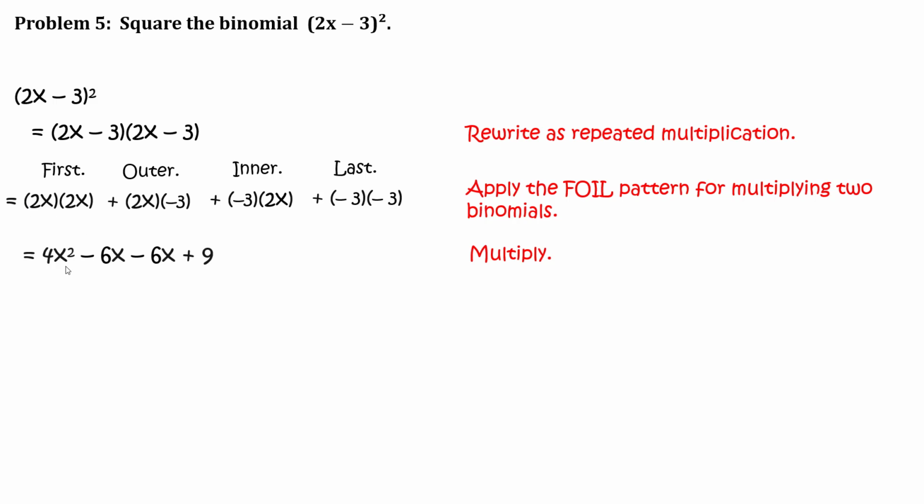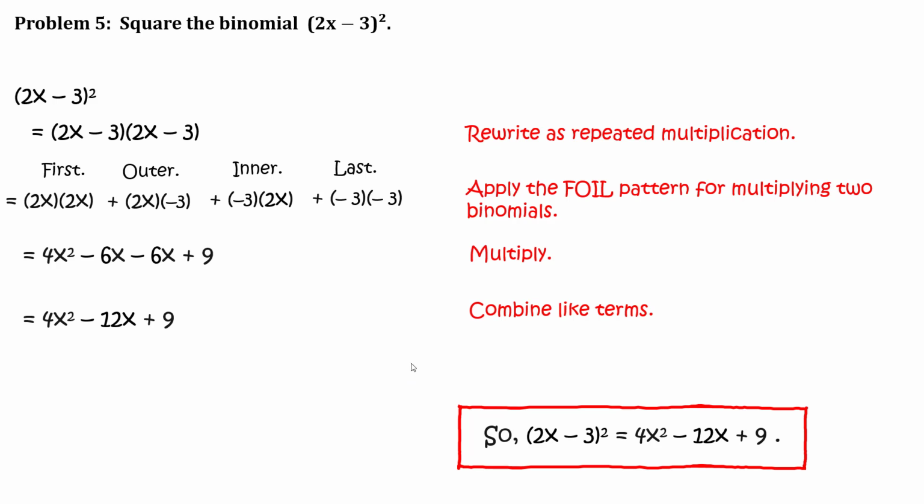2x times 2x is 4x squared. 2x times negative 3 is negative 6x. Negative 3 times 2x is negative 6x. Negative 3 times negative 3 is positive 9. Then I'm going to combine like terms. 4x squared minus 12x plus 9. So the quantity 2x minus 3 squared equals 4x squared minus 12x plus 9.